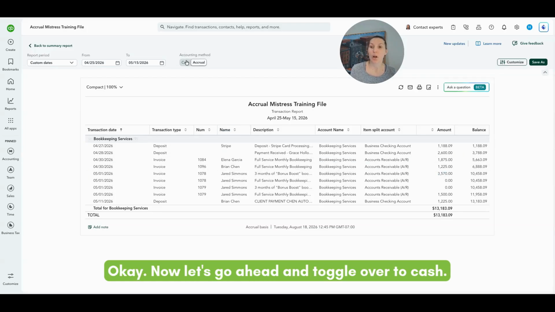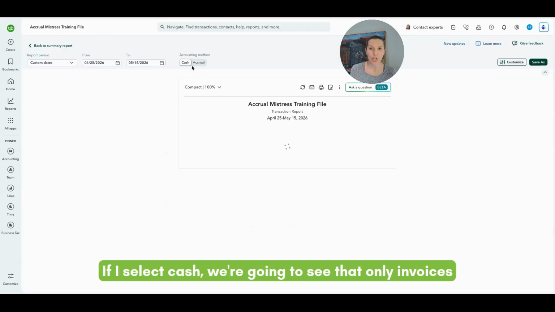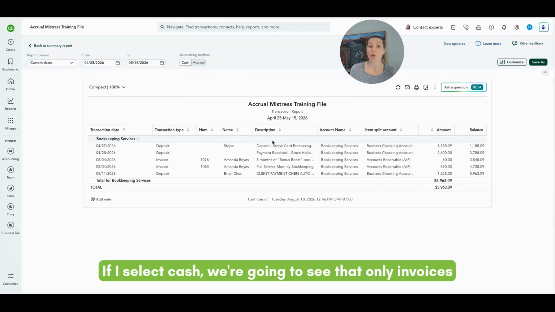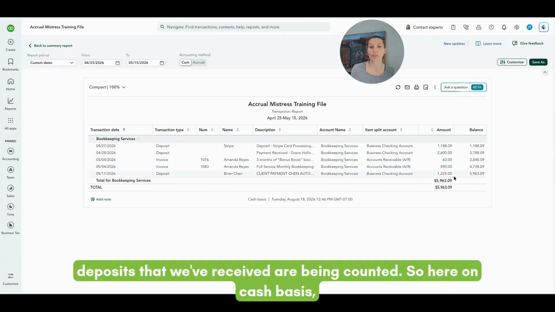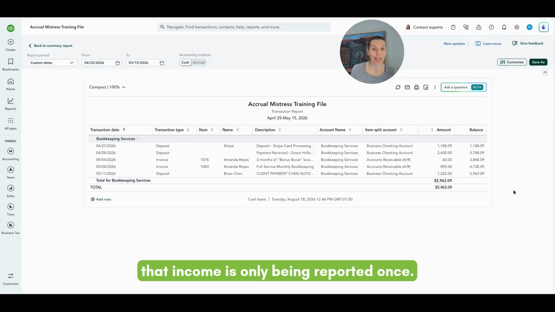Now let's go ahead and toggle over to cash, and I'll show you what I mean when I say that on cash, our income is not duplicated at this point. If I select cash, we're going to see that only invoices where the payment has been received and actual deposits that we've received are being counted. So here, on cash basis, that income is only being reported once, okay?